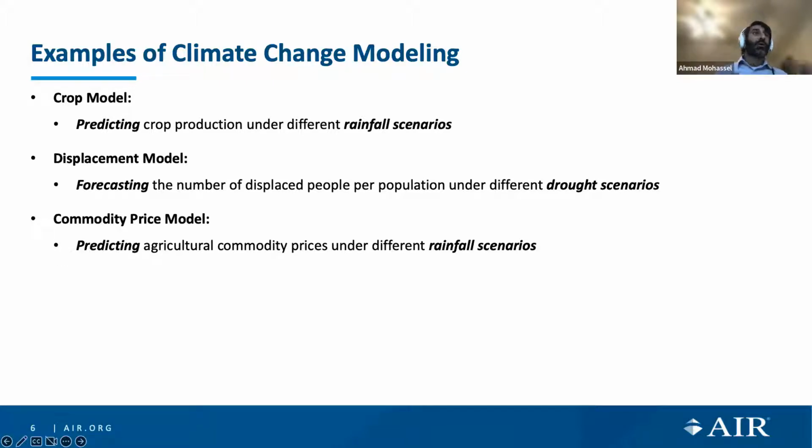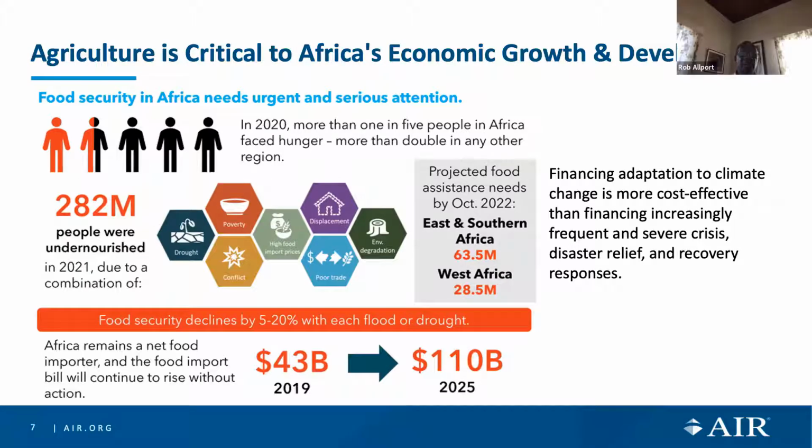An example of another model is a displacement model, forecasting the number of displaced people per population under different drought scenarios. And another model that has a climate change and weather feature can predict agricultural commodity prices under different rainfall scenarios. Having this overview of the models, I'm going to hand it to Eric Muchugu to specifically talk about the crop model. Thank you, Ahmad.